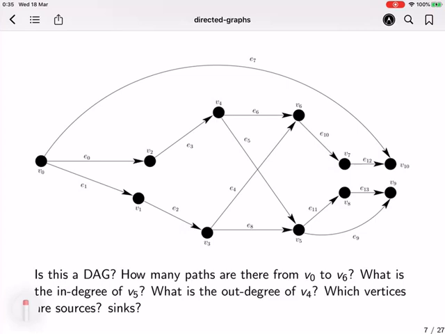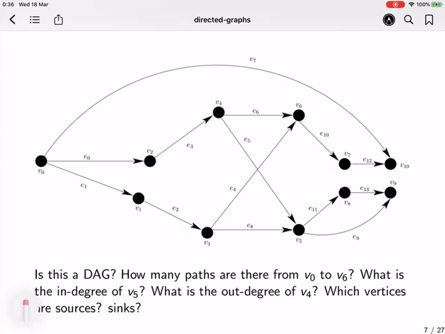Okay, consider V0 and V6. How many paths do we have from V0 to V6? Well, the first path is V0. Along E0 we go to V2. Along E3 we go to V4. Along E6 we go to V6. The second option would be to leave V0 through E1, reach V1, continue along E2, reach V3, continue along E4, and reach V6. So we have two different paths that connect V0 to V6.